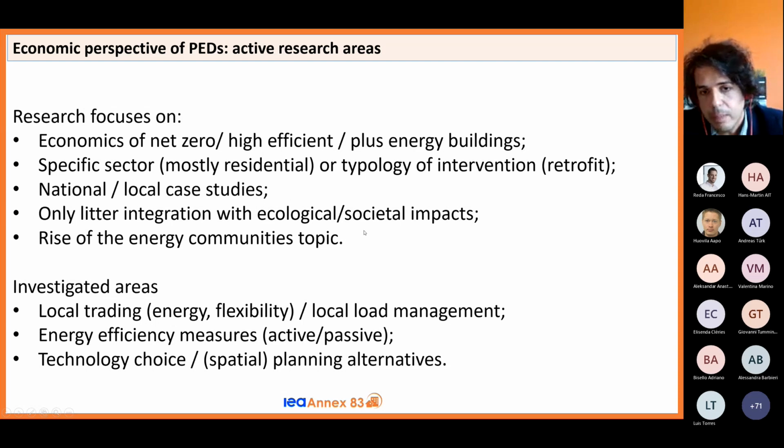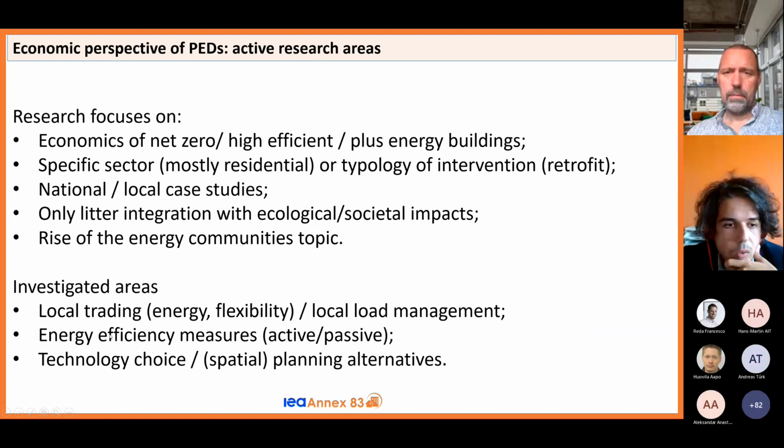Also here, as I mentioned before, for the environmental impacts, we tend to work in silos, meaning that there's limited integration between ecological and societal impacts. So we have these specific domains, economic, social, and environment, which go on parallel lines and rarely cross between themselves.